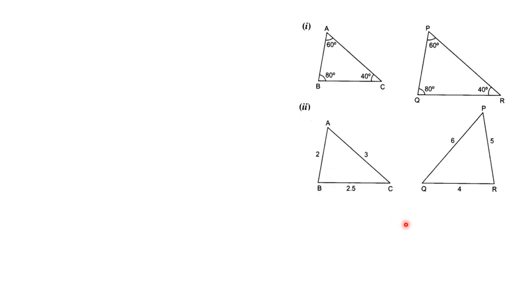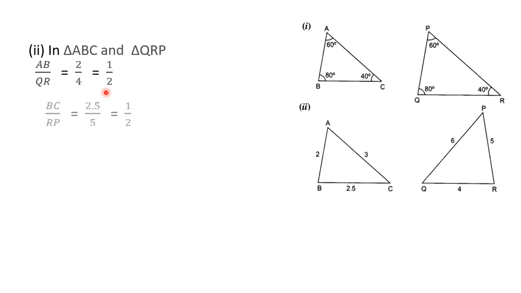Now, in the second figure, the measurements of the sides of both triangles ABC and PQR are given. Now, we have triangle ABC and triangle QPR, where AB upon QR is equal to 2 upon 4, which is 1 by 2. Similarly, BC upon RP is equal to 2.5 upon 5, which is 1 by 2, and CA upon PQ is equal to 3 by 6, or 1 by 2.